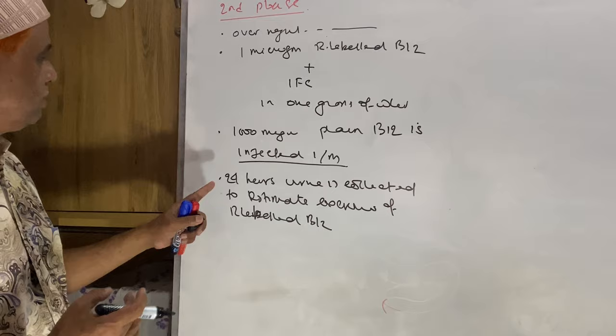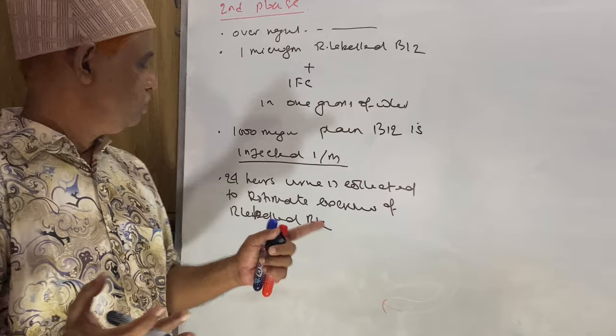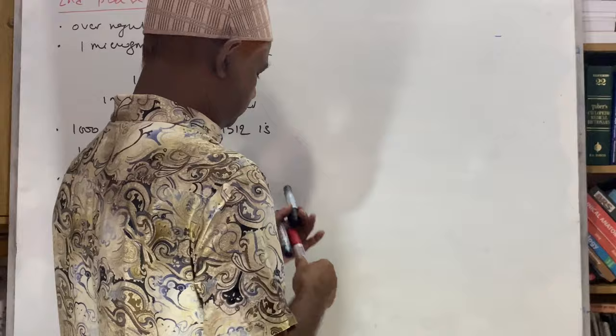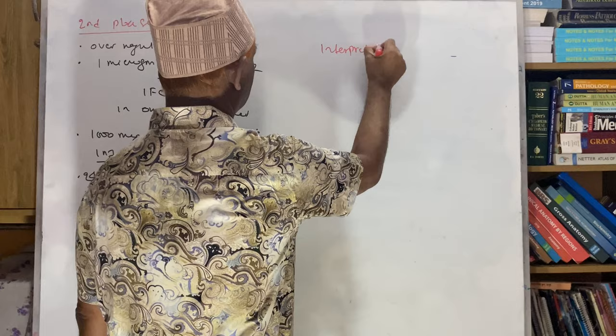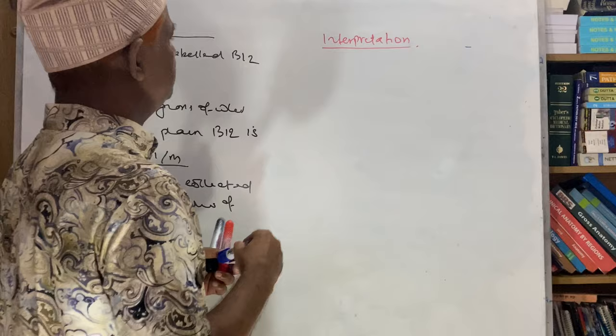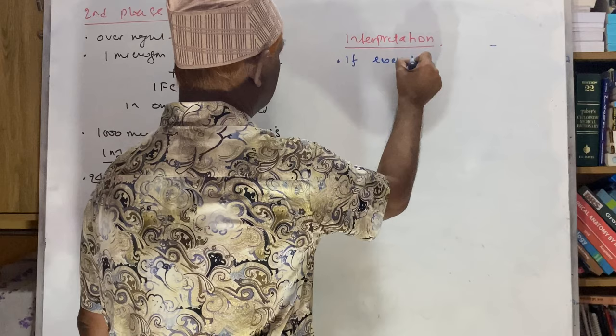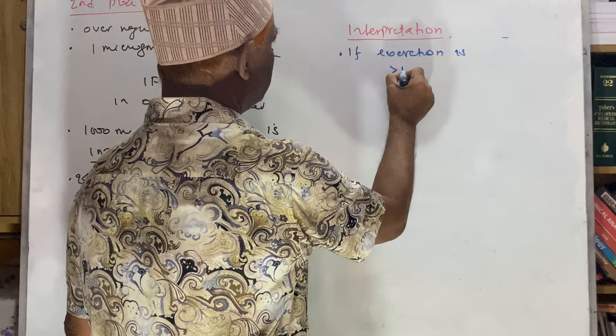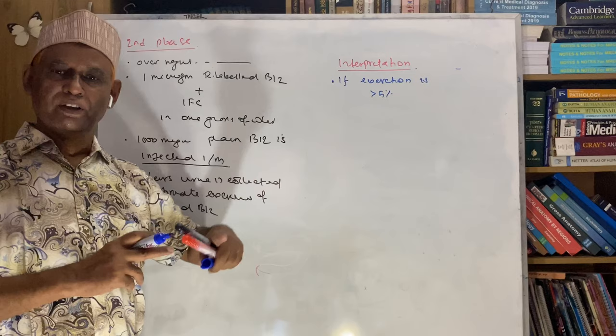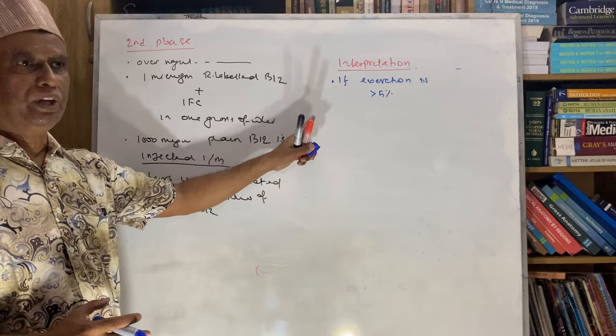After 24 hours, urine is collected to estimate the radiolabeled vitamin B12. Now come to interpretation. If excretion was less than 5% before, and after giving intrinsic factor, the excretion is more than 5%, what does it mean?